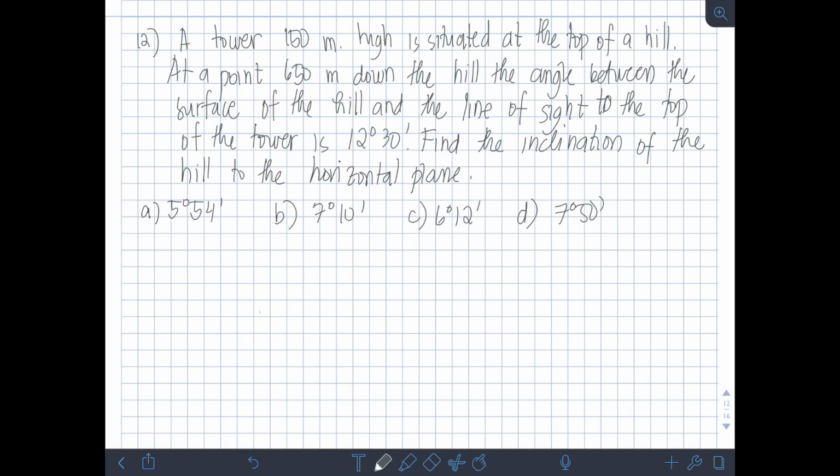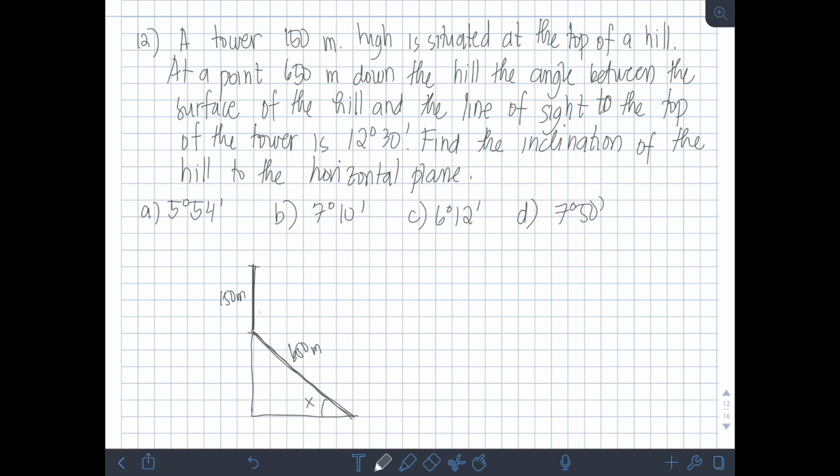Okay, so drawing natin. So let's say, ito raw yung hill, tapos may certain inclination siya doon sa horizontal. Let's say, unknown x. Tapos meron daw situated na tower doon sa top of a hill na 150 meters. Okay? Tapos, yung angle daw between the surface of the hill and the line of sight to the top of the tower is 12 degrees and 30 minutes. Tapos, 650 meters down the hill daw yon. So, ito daw yung 650 meters down the hill.